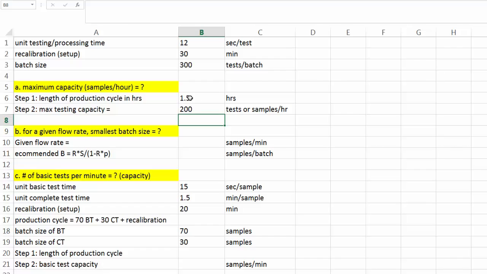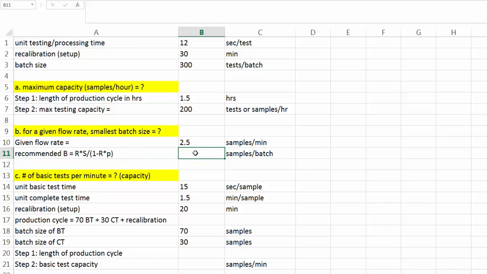Now let's look at question B. We would like to find the smallest batch size for a given flow rate. What is the given flow rate in question B? It states 2.5 urine tests per minute. So the given flow rate will be equal to 2.5 samples per minute. We need to find the recommended batch size, and we have the formula.